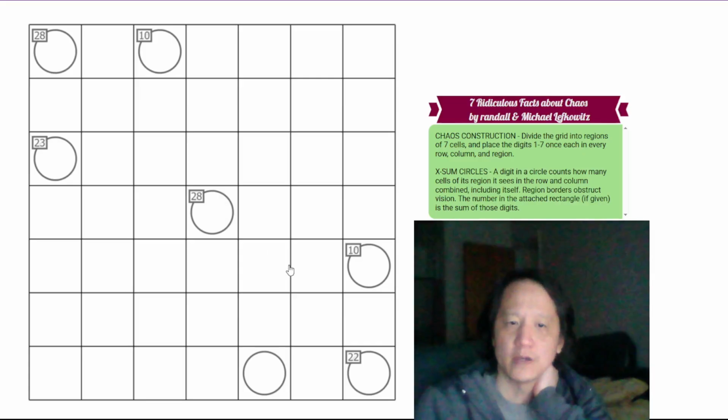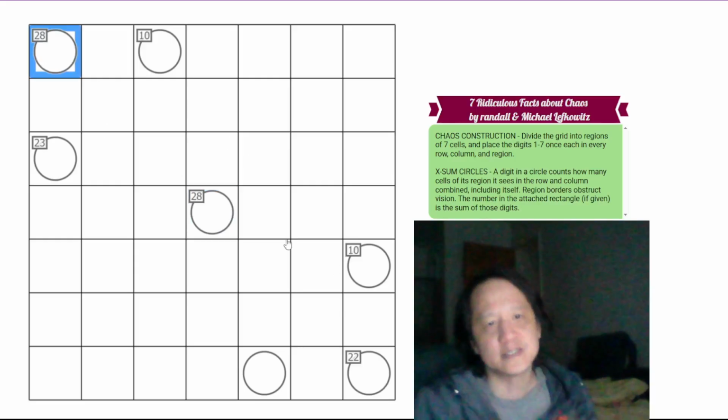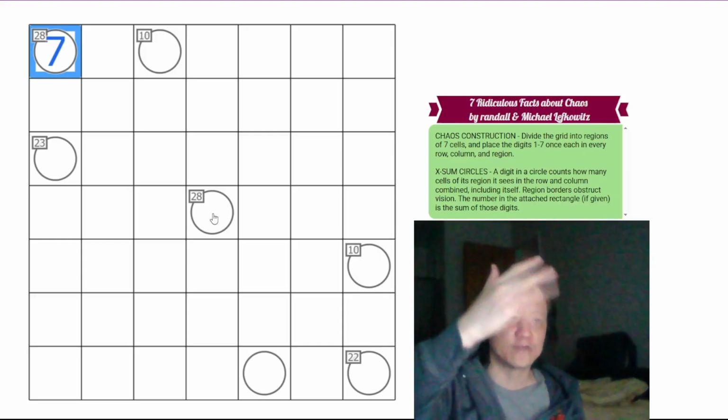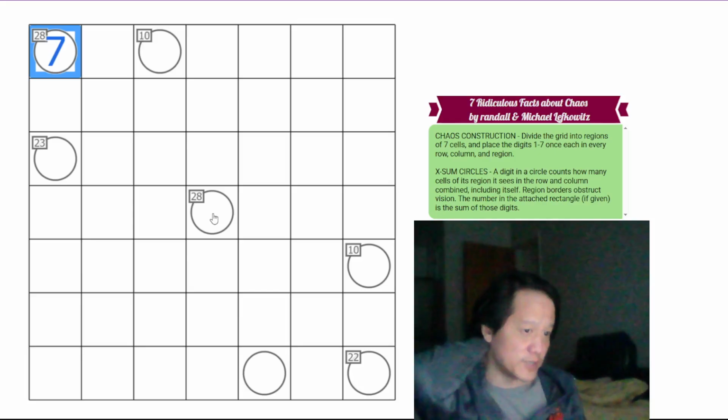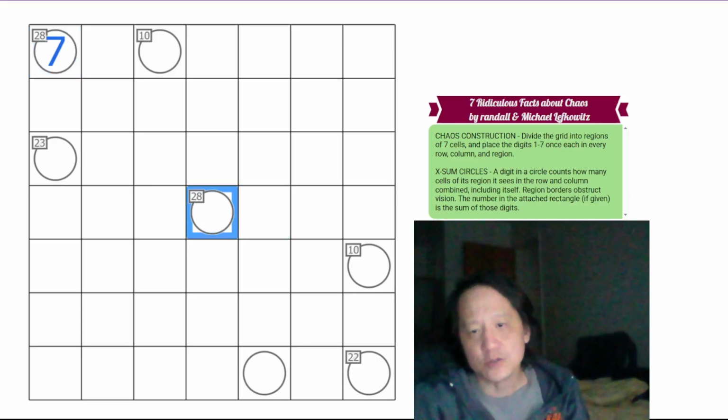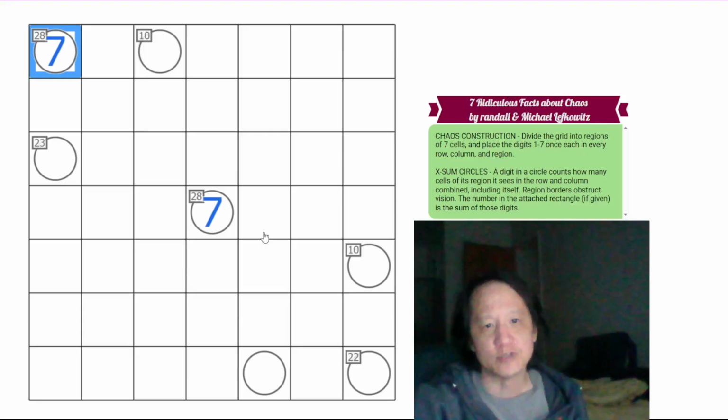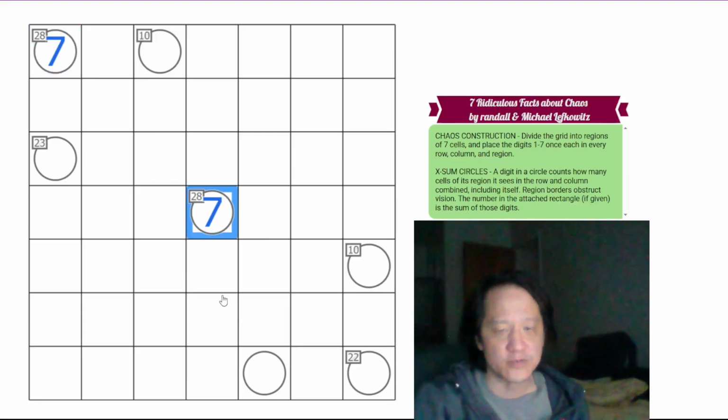Let's go. Okay, for these to be 28, it has to be 7 cells that it sees, right? 1, 2, 3, 4, 5, 6, 7. 1 through 5 adds up to 15. 6 and 7 add up to 13, which is exactly 28. So this must see all cells of its region, and this circle must see all cells of its region.